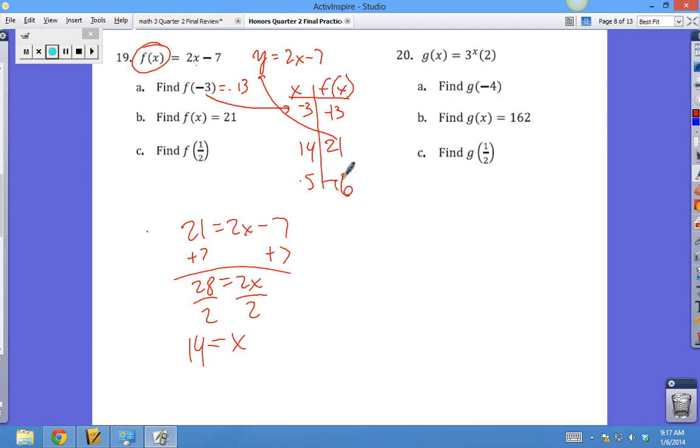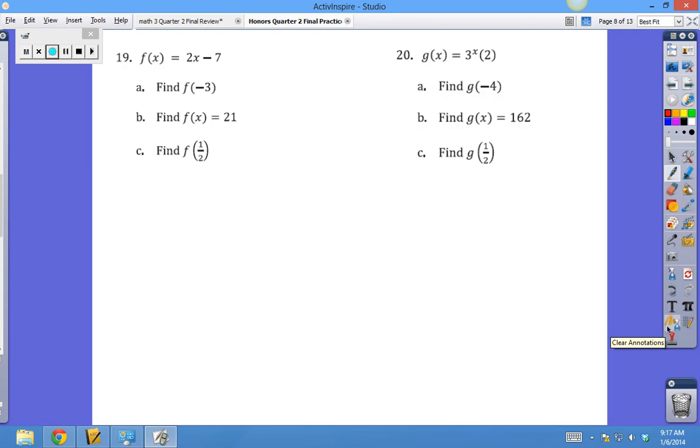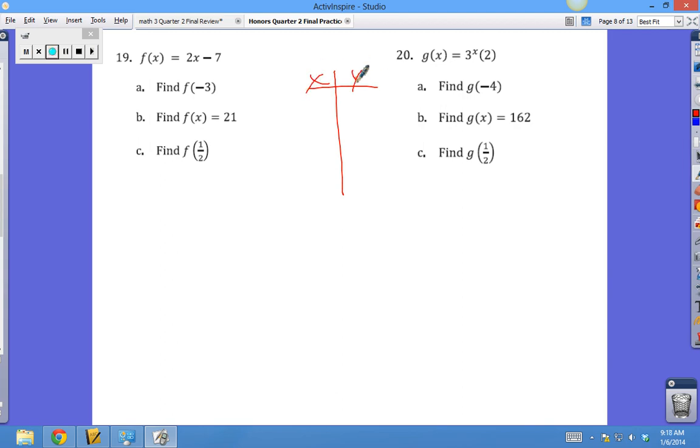Okay, let's look at 20. 20 is an exponential function. They want the same thing. So if I've got an x and a y, this is my x. Plug a -4 in for x. What the heck is 3 to the -4 times 2?